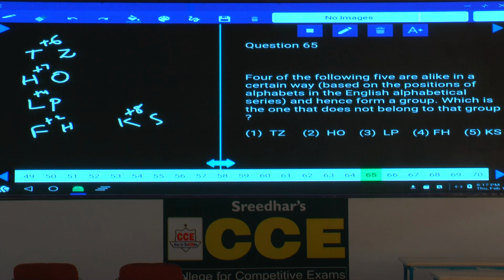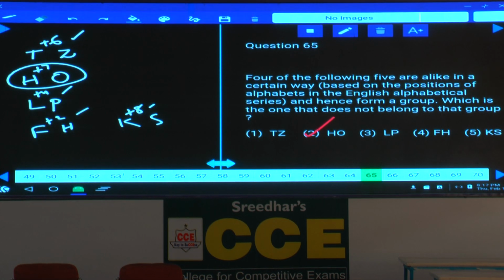If you check the differences, 6, 4, 2, 8 are even differences. Now H and O is an odd difference, except in choice 2. In the remaining pairs, the difference between the first and the second letter is even. But in choice 2 it is odd, hence it is the odd one. Clear now? Now this is about question numbers 31 to 65 in paper number 48.